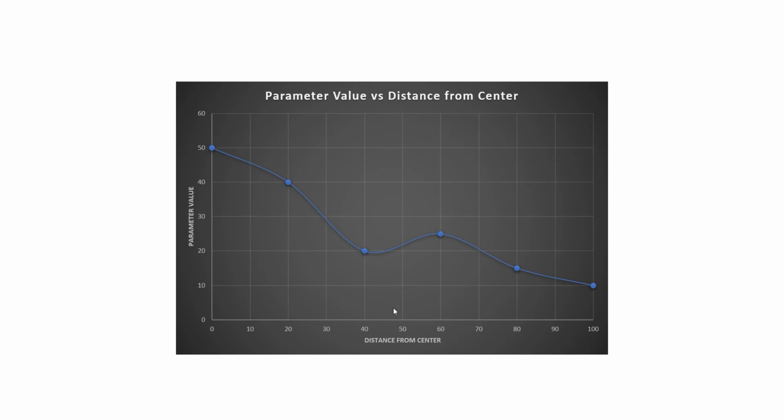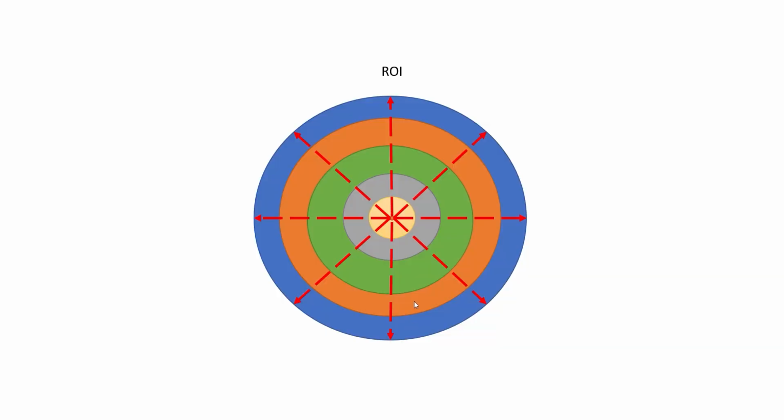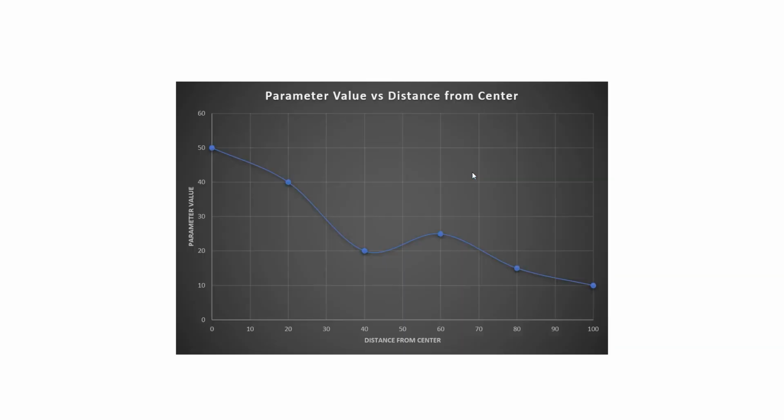The x-axis is the distance from the center of the ROI, or these multicolored concentric areas, and the y-axis is the average parameter value inside these areas. For example, this could be an ROI of a T1 map. The first point would be the average T1 value towards the center of the ROI, and the final point would be the average T1 value along the outer edge of the ROI.